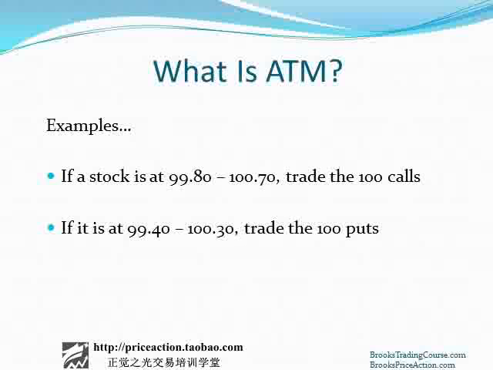Okay, I would trade the 100 calls. So even at 99.80, the 100 calls would be slightly out of the money, but only slightly. At 100.70, the calls are way in the money, but I would still probably trade the 100 calls instead of the 101s. If it's at 99.40, I would trade the 100 puts, even though that's way in the money. But I'd rather do that than trade the 99s, which is out of the money.